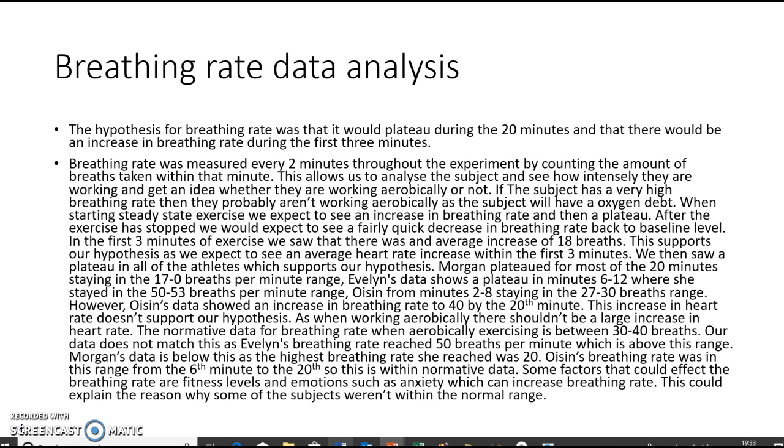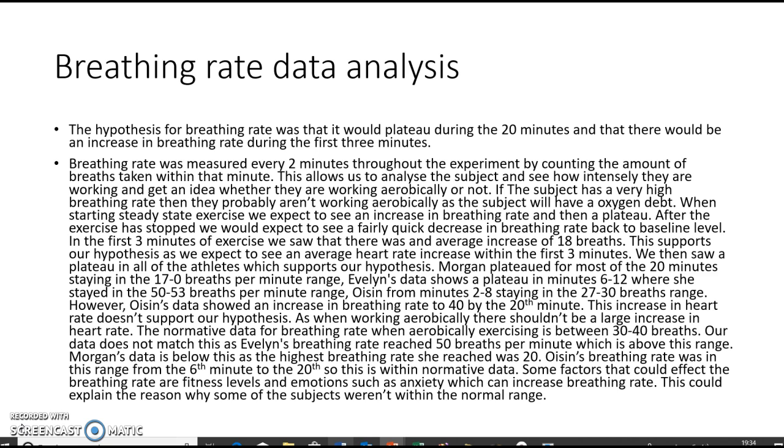Morgan plateaued for most of the 20 minutes, staying in the 17 to 20 breaths per minute range. Evelyn's data shows a plateau in minutes 6 to 12, where she stayed in the 50 to 53 breaths per minute range. Oshin, from minutes 2 to 8, stayed in the 27 to 30 breaths per minute range.